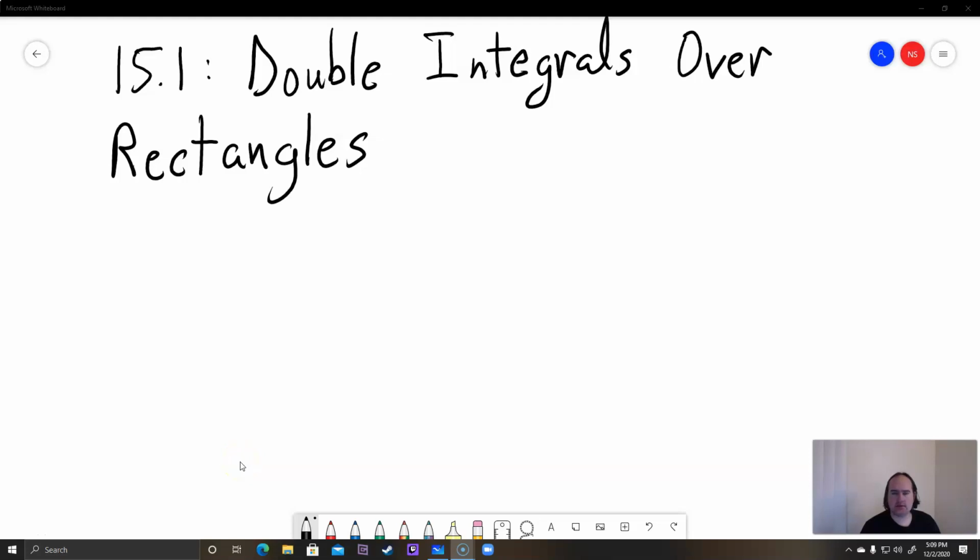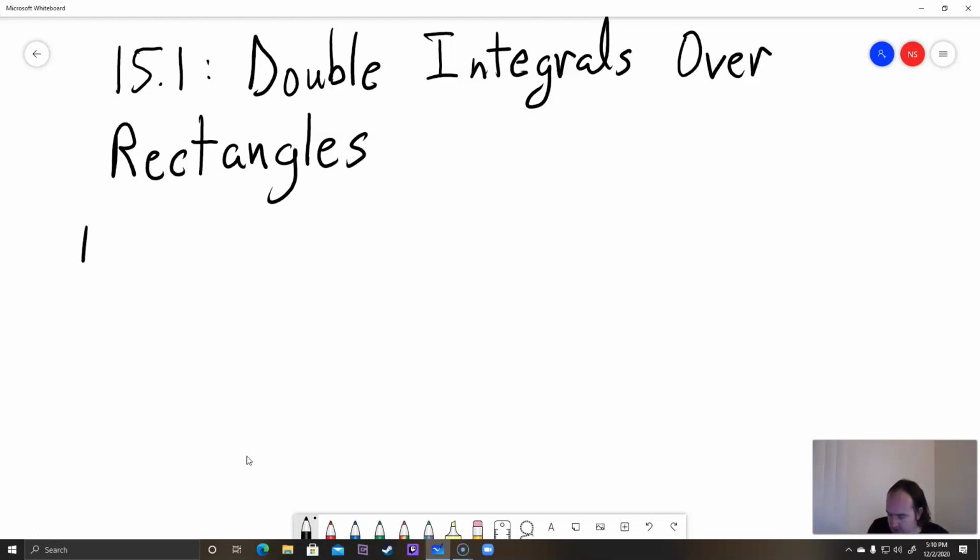Hi students, this is a lecture on section 15.1, which is about double integrals over rectangles. For double integrals, rectangles are the easiest type to do. Double integrals are a lot like partial derivatives in that you treat the other variables as constant and only integrate with respect to one variable. The first type of double integrals over rectangles that we'll deal with are called iterated integrals.